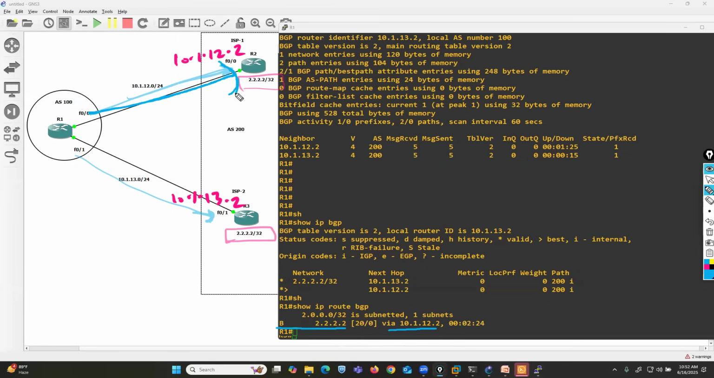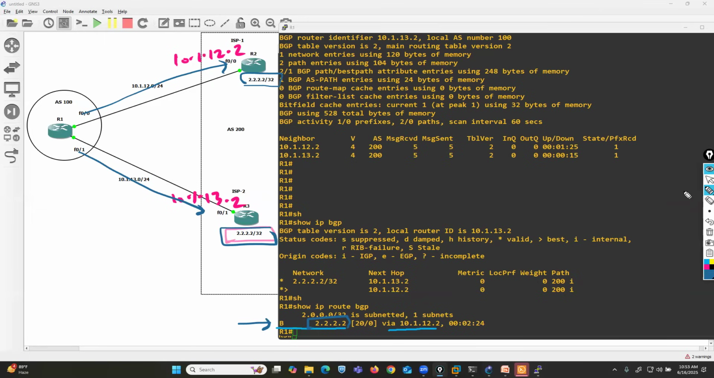Why is this route installed into the routing table? Because we have two routes, but this one is the best route. But why is this one the best route? For the same destination 2.2.2.2, it is coming via 10.1.13.2 and also via 10.1.12.2. To reach this particular destination, I have two routes, but only this route is installed into the routing table. Why?